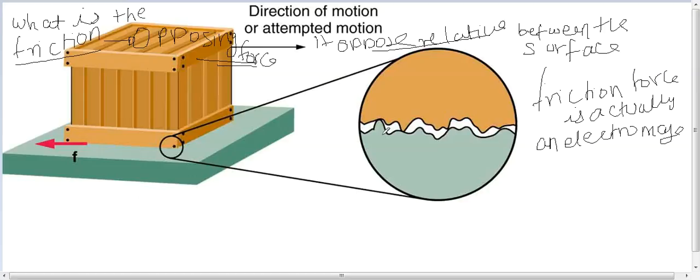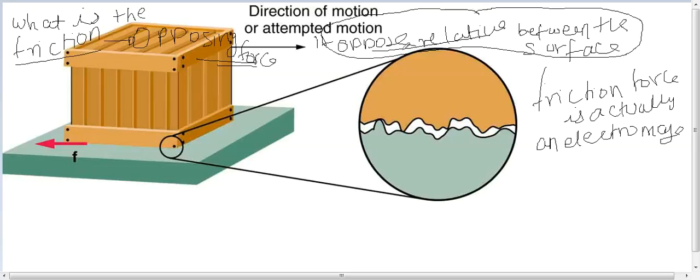The main function of friction is to oppose relative motion between the surfaces. This term is very important. Guys, in general, what we say is that the friction force always opposes the motion.